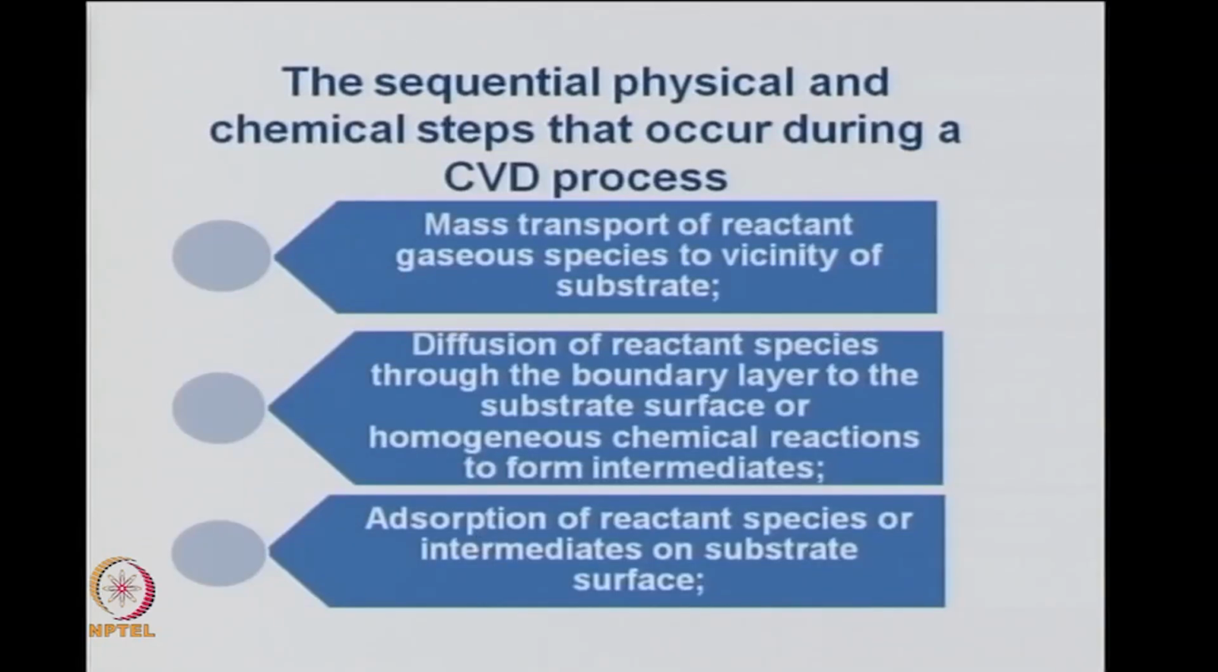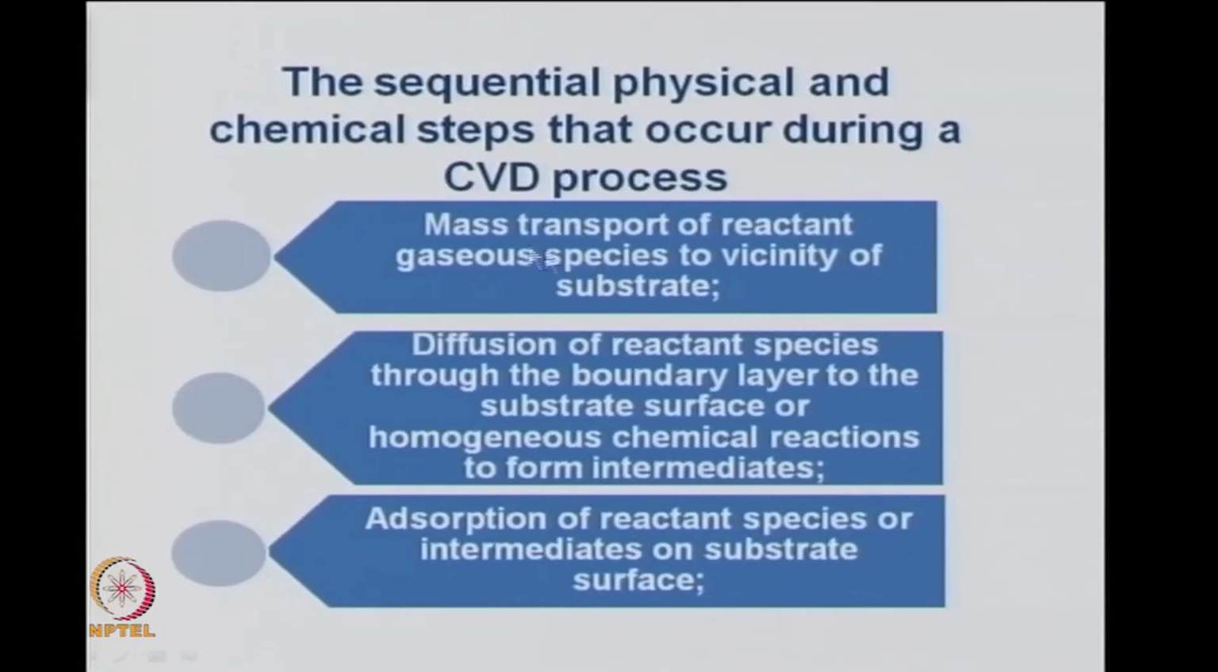Now, the various steps that occur in a CVD process, both physical and chemical steps, are as follows. You have mass transport of the reactant gaseous species. So, that volatile precursor gives out gaseous species, and these gaseous species are transported. So, there is mass transport close to the vicinity of the substrate. So, that mass transport is important.